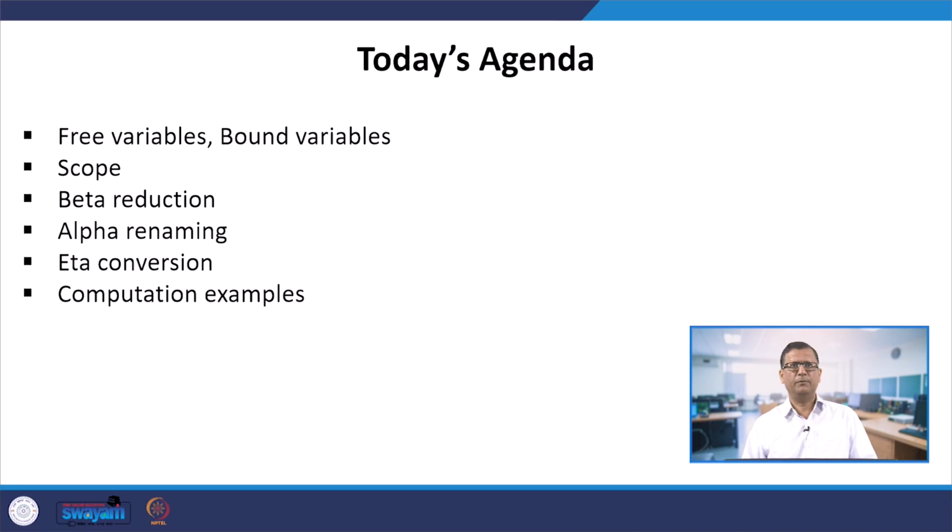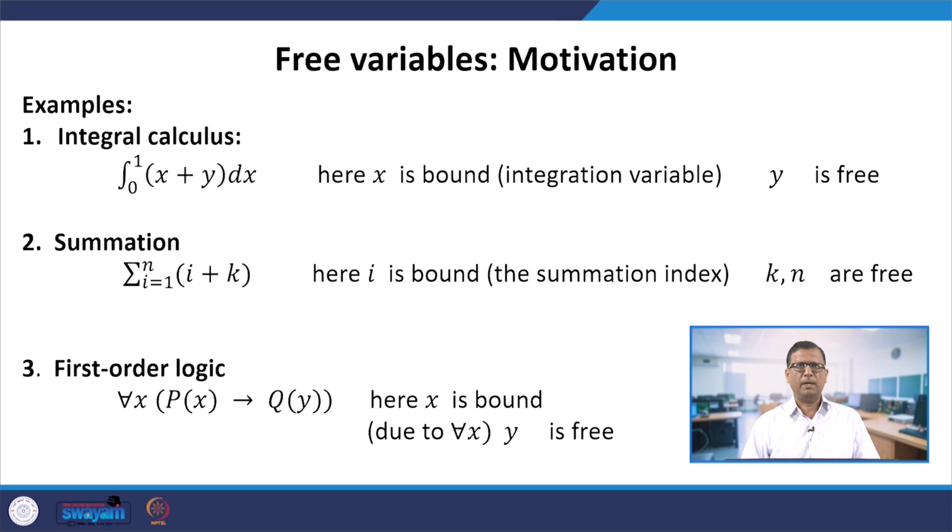In the previous lecture, we discussed the syntax of lambda calculus and some problems related to syntactically correct lambda terms. Today we are going to discuss free variables, bound variables, scopes, beta reduction, alpha renaming, eta conversion and some computation examples. First we are going to discuss the motivation of free variables.